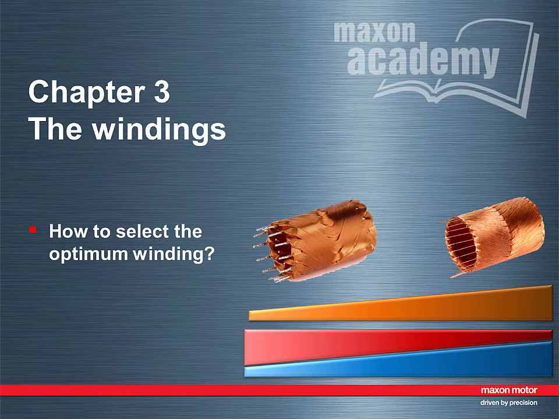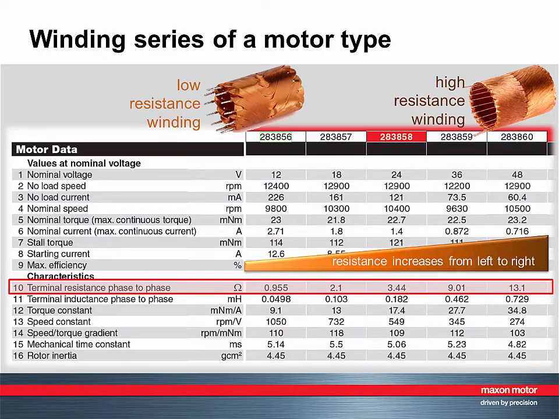DC motors can be made with different windings. This third chapter deals with the properties of the different windings for one motor type. In the Maxon catalog, the different windings of a motor type are listed in columns. The resistance increases from left to right.